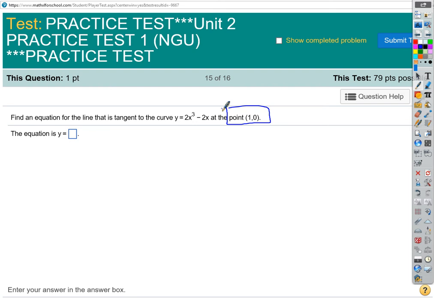Yeah, I think you do. But if we're going to get a slope, we've got to get a derivative, right? That's what it does. Derivative gives a slope. So if y equals 2x cubed minus 2x, what's y prime?